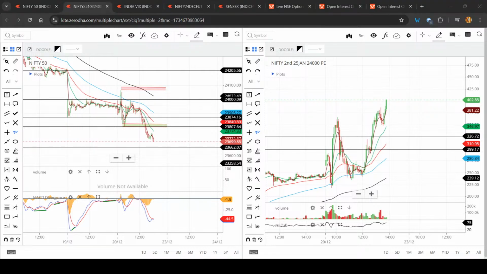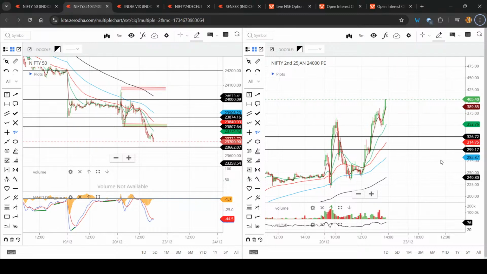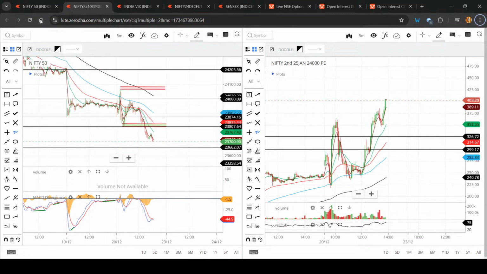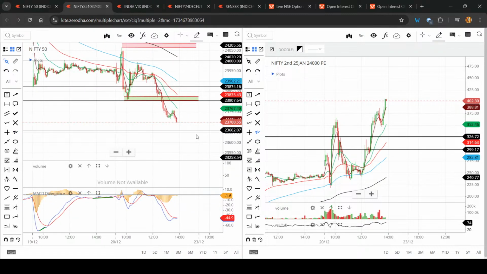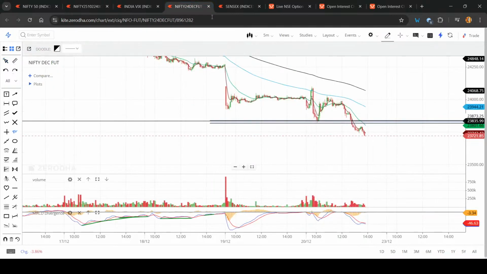Just 1 second, I'll check my position, what the PNL is. All right, it's going on decent, although I'm not that much of a PNL-oriented person, but still it feels good to have it in green, right? So futures, if you have a look, 23,700 still futures.